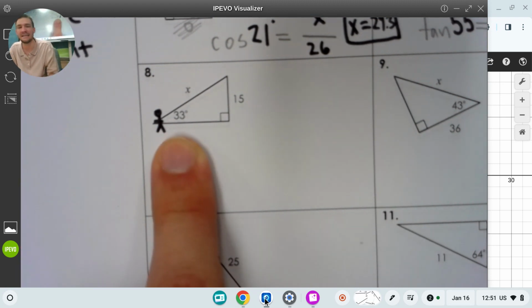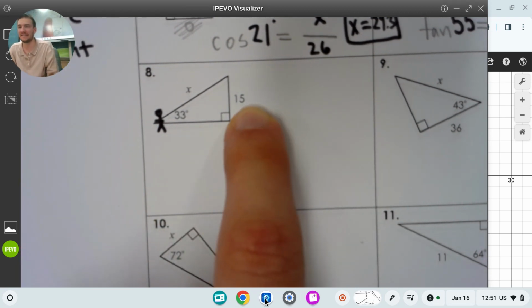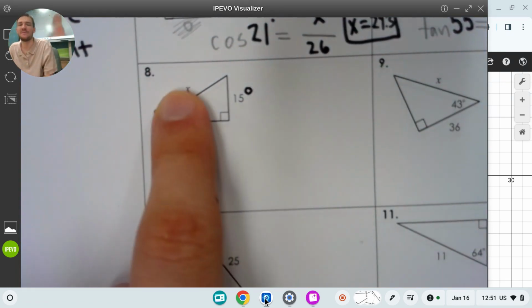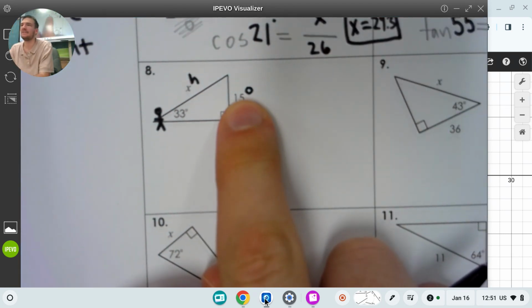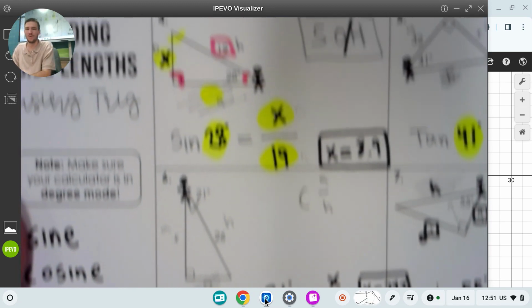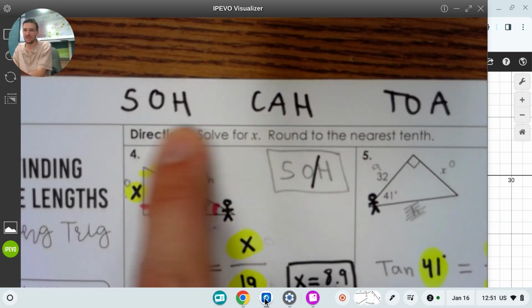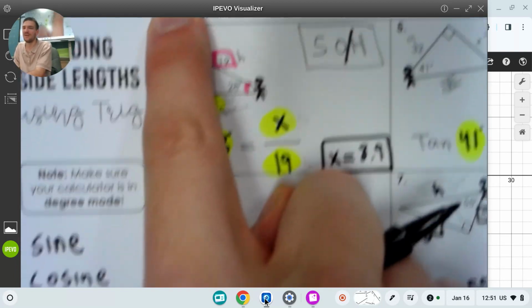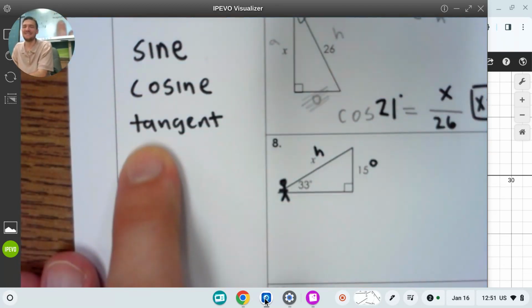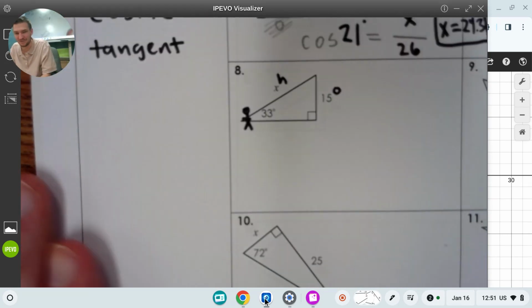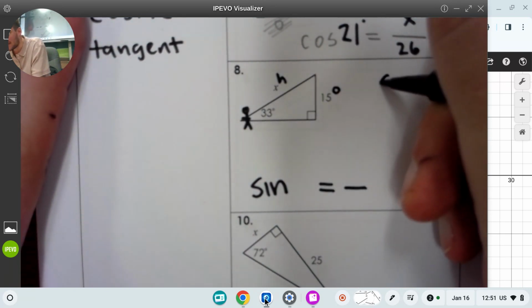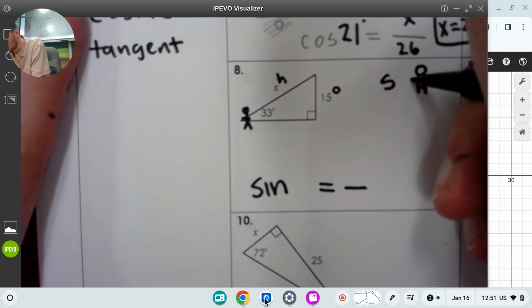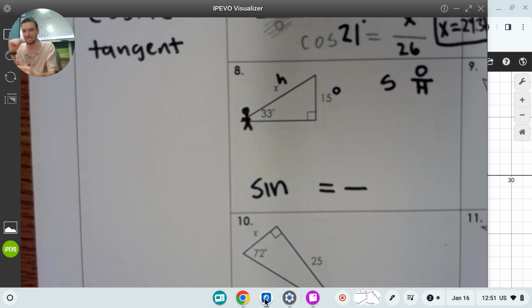Don't forget, we're standing here. What do you think this 15 is? Is that an O, an A, or an H? That's an opposite. What about the X? That's a hypotenuse. So now, you see how it says OH. Which one of these uses OH? SOH, which is sine. And so we're going to use sine equals fraction. And we know that SOH means that the opposite goes on top and the H is going on bottom.